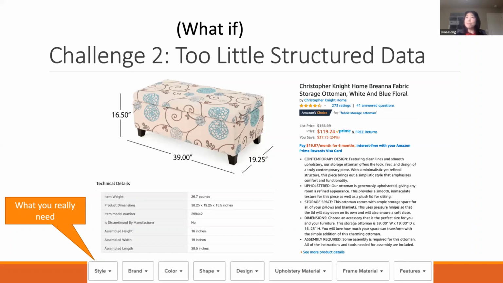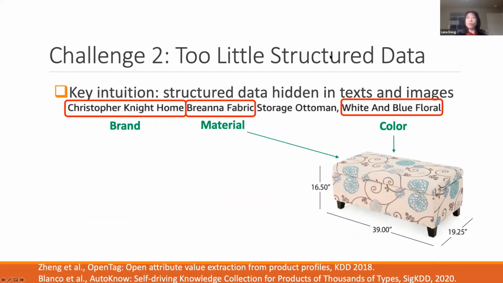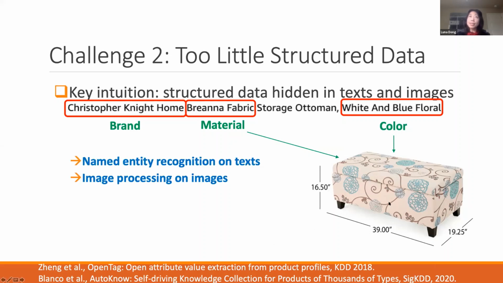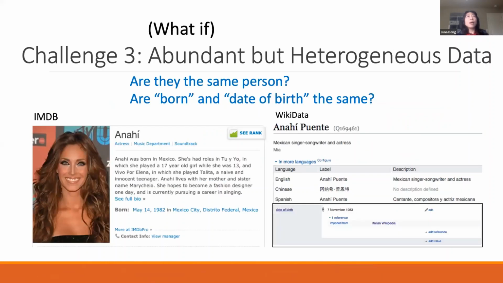But the key intuition is that they are often encoded in the descriptions, texts, and in the images. So for this product title, using that as an example, we see that it provides the brand information, the material, and also the color. And for material and color, we can at least verify from the images. So here we need to do named entity recognition or data extraction from the texts. And we also want to do image processing on the images to get such information.